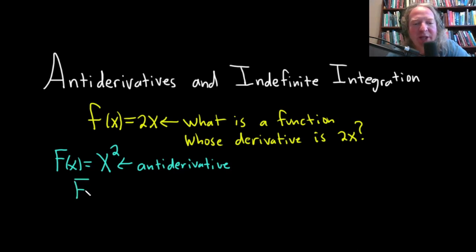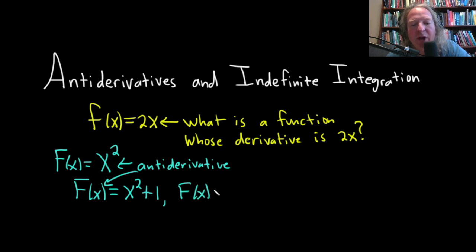For example, let's say I say big F of x is equal to x squared plus 1. Well, if you take the derivative here, you're going to get the same thing. You're going to get 2x. The derivative of x squared is 2x, and the derivative of 1 is 0, so you're going to get the same answer. So this is also an antiderivative for 2x. In fact, we can look at big F of x and call it x squared plus any number. I'll use a capital C. And this is also an antiderivative for 2x.